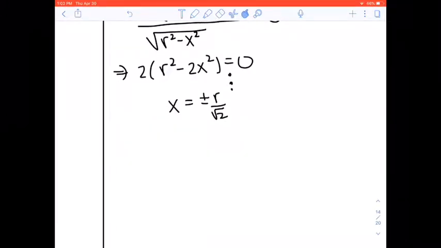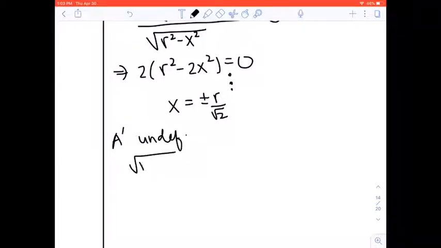So now we have that. We also need to look at where the derivative of the area is undefined, and it's undefined when the square root of r squared minus x squared is equal to 0. And we get that is when x is equal to plus or minus r.